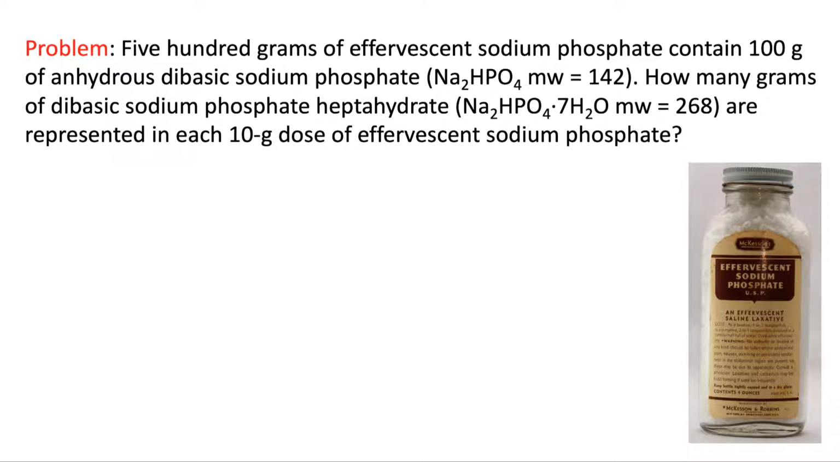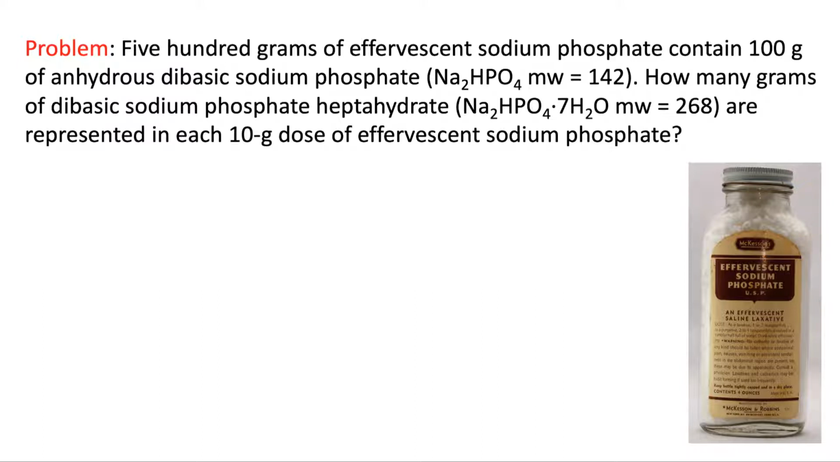It says, 500 grams of effervescent sodium phosphate contain 100 grams of anhydrous dibasic sodium phosphate with the formula Na2HPO4 and a molecular weight of 142. How many grams of dibasic sodium phosphate heptahydrate with the formula given there and a molecular weight of 268 are represented in each 10-gram dose of the effervescent sodium phosphate?